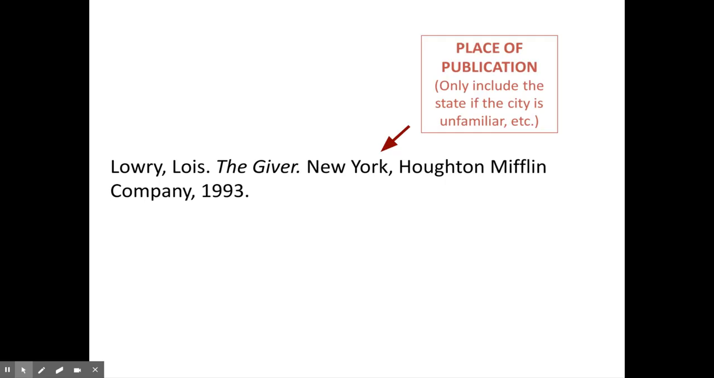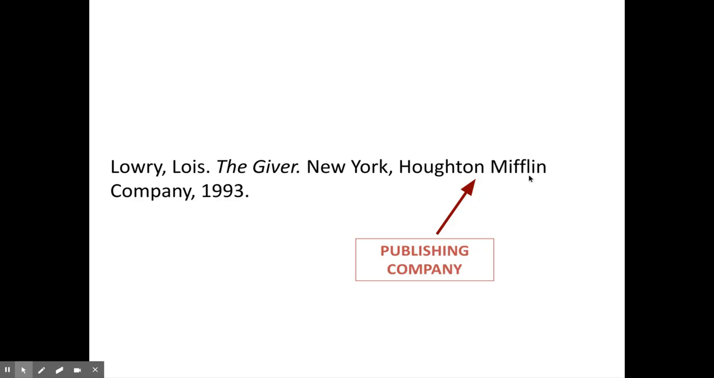Now, if we did a small town like Mattoon, Illinois, and we have a publishing company in Mattoon, Illinois, we would put Mattoon, comma, Illinois, or Charleston, comma, Illinois. There's another reason why you'd want Charleston, comma, Illinois. If there's a city, Charleston, in multiple states, we would want to clarify Charleston, comma, Illinois. So this is the city. You only have to put the state if the city is unfamiliar or if there's more than one. Then we have a comma, and then we have Houghton Mifflin Company. That is the publishing company that made the book. And the last thing you have is a year here.